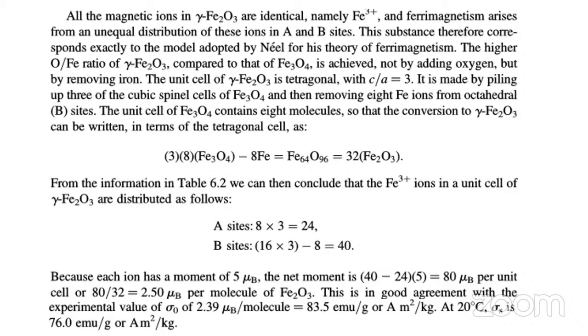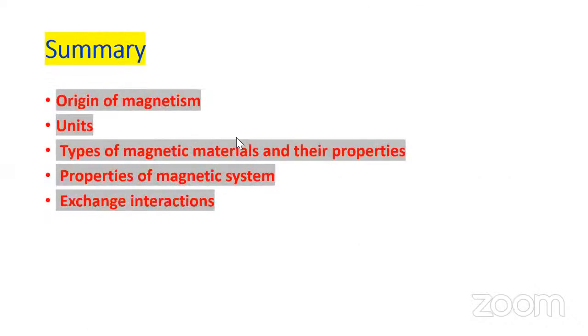So in summary, what we have seen in today's lecture is the origin of magnetism, the units which are used, the interconversions, what is used for expressing the magnetic quantities, the types of magnetic materials and their properties. So what are the properties of magnetic systems, the different kinds of exchange interaction, what are ferromagnetic substances, what are the ferrites, etc. That is what we tried to discuss in today's lecture.